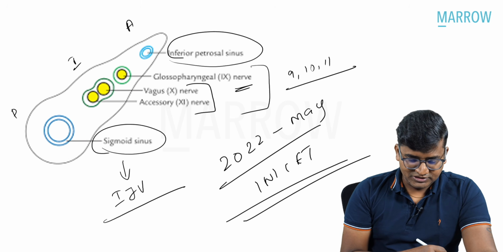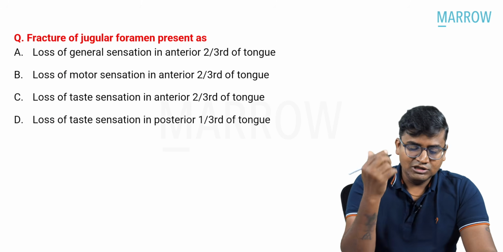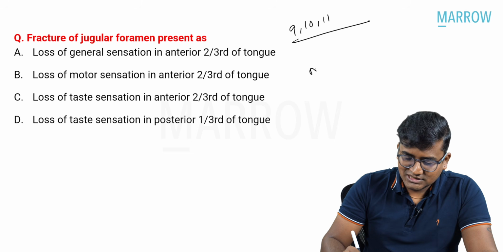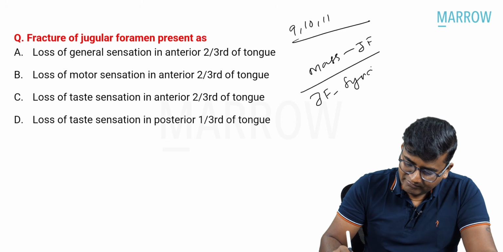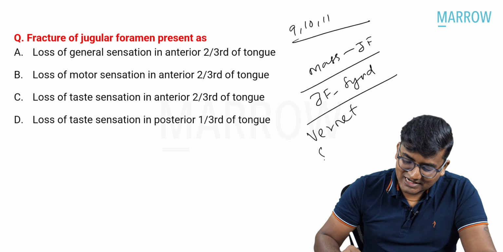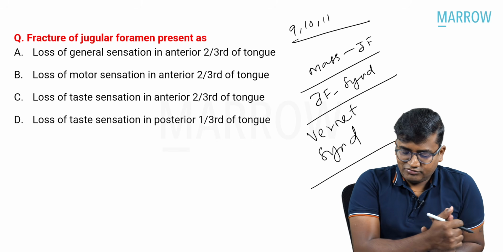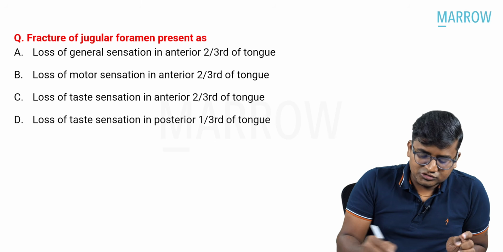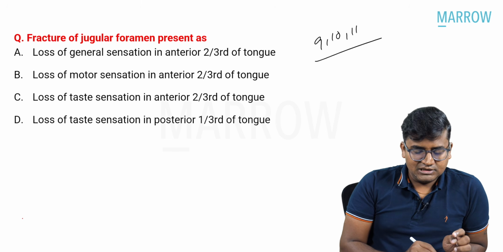Now come to the question. The fracture of the jugular foramen presents as, so the 9th, 10th, and 11th nerves will be affected. For a mass in the jugular foramen or jugular foramen syndrome, we have a name for that. The jugular foramen syndrome is called what syndrome? Vernet syndrome. So please don't forget. So in a mass in the jugular foramen or fracture of the jugular foramen, the 9th, 10th, and 11th nerves will be affected. Okay. Right.